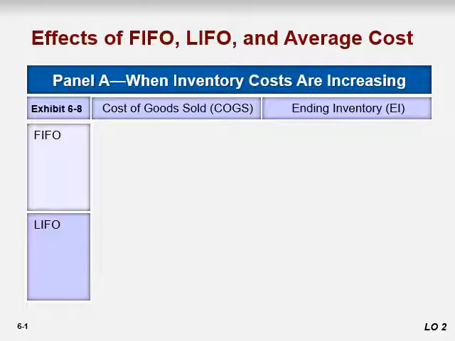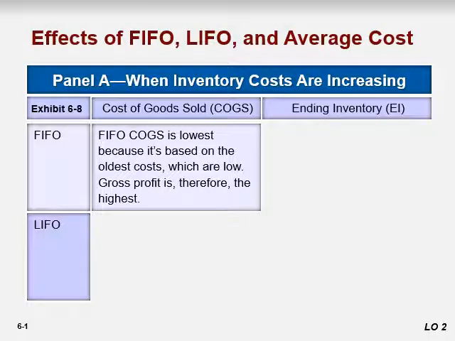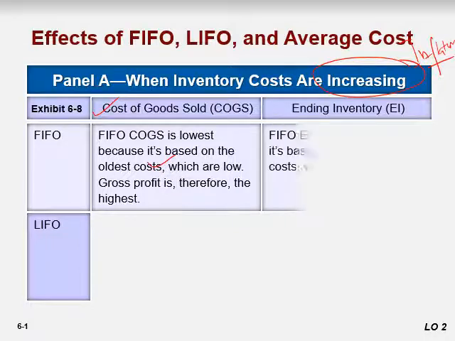So don't learn it by heart, try to understand the logic here. Here it is. FIFO cost of goods sold is lowest because it's based on the oldest cost. When the costs are rising, it means when there is inflation, I'm just going to write INF, which is inflation. In rising prices, FIFO cost of goods sold is lowest, and its ending inventory is based on the latest cost, that is why it is highest.